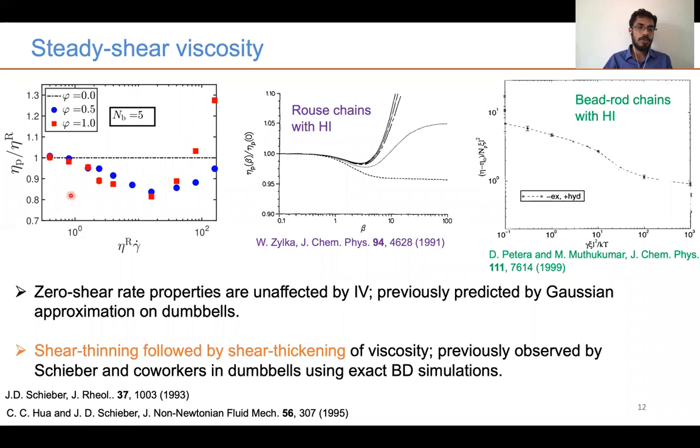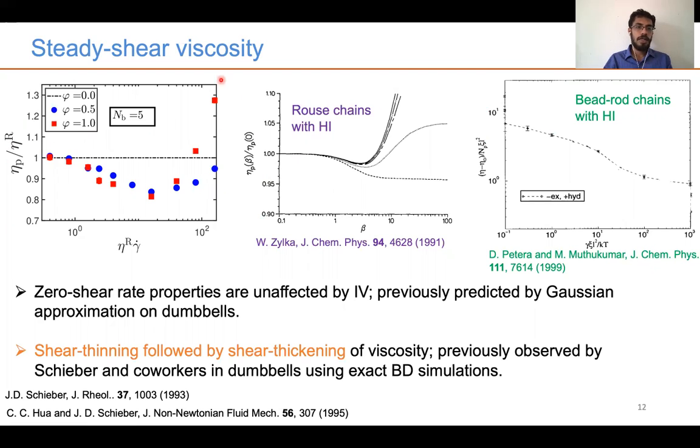Shiba and co-workers have shown, based on Gaussian approximation studies on dumbbells, that internal friction does not affect the zero shear rate properties. We are in concurrence with this prediction in our case as well. There's a striking similarity between the variation of viscosity for chains with IV and chains with hydrodynamic interactions in that they both show a shear thinning followed by a shear thickening.